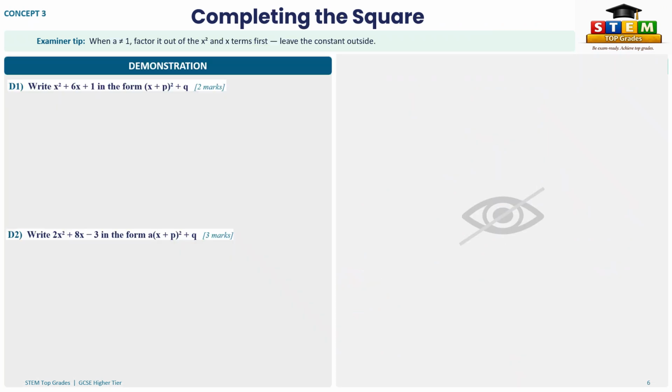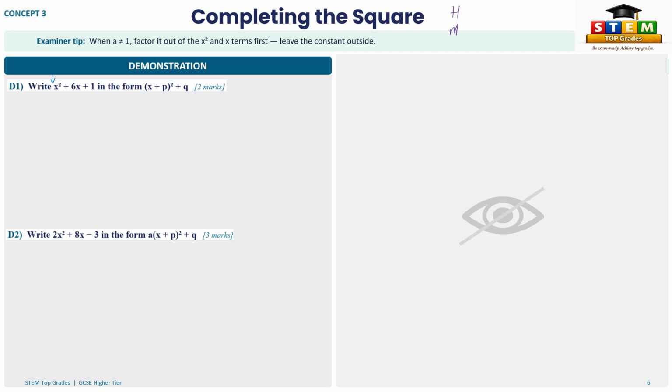Okay, here we have concept number 3, which is the completing the square method. Now, in completing the square, the examiner's tip says "when a is not equal to 1." Okay, so this is what we mean: the coefficient of x squared is not 1. You can see here in the first example we do not have any other number, but it is just an invisible 1. Now I'll show you a method over here, and this is called the HMS method, right?